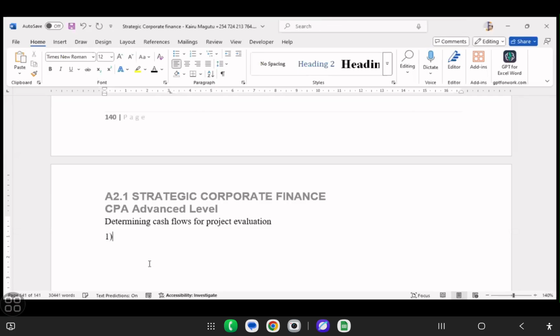Cash flow number one is the initial capital outlay. We say that this is the investment in the project, which is a cash outflow.